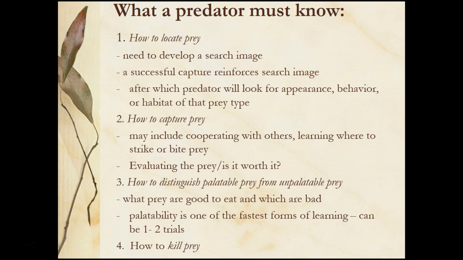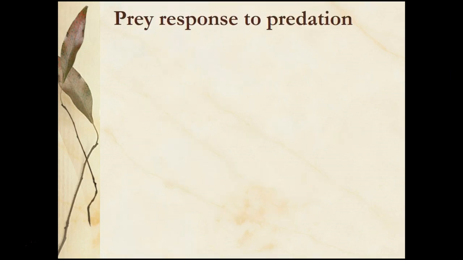And then the fourth, of course, you can't just find your prey, you have to kill the prey. That might mean having specialized teeth, specialized claws, or extra strong muscles in certain parts of the body. Now on the flip side, prey gets to try and avoid predation.